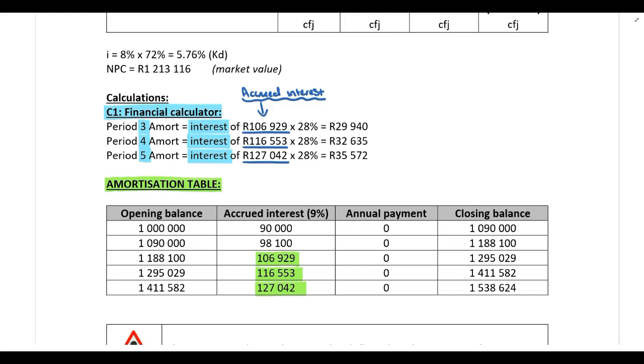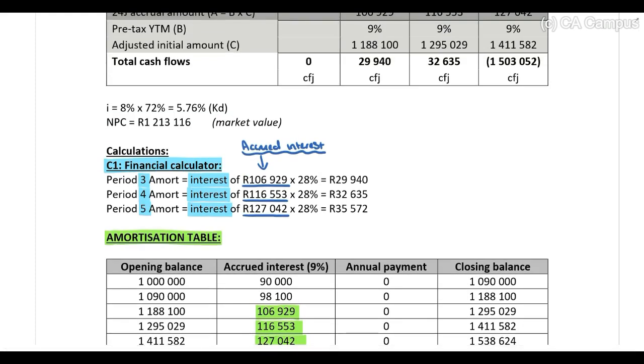The reason why I've included this in your lecture notes is more for your logic and your understanding. I don't just want you doing something on the financial calculator without actually understanding what you're doing. So use your financial calculator, but make sure that you understand where those amounts are actually coming from. And this is where the logic comes from, your amortization table. Right, but please don't waste time actually doing that.